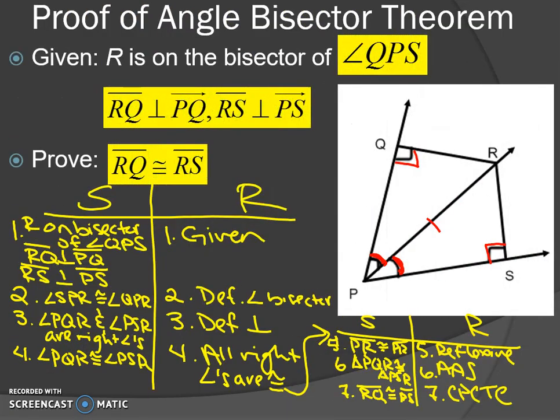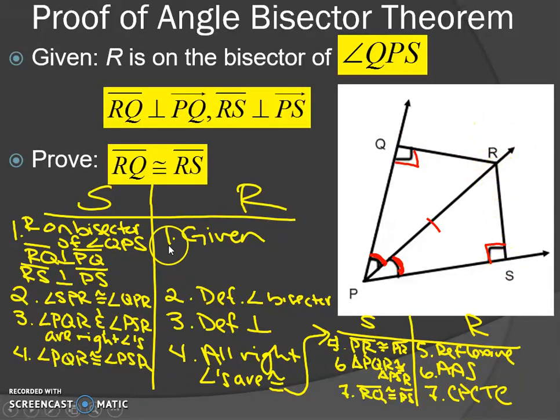So we're going to, your favorite, proof, right? Just kidding. We're going to use that angle bisector theorem to prove, okay? So given is R is on the bisector of angle QPS. So this R is on the bisector, this is the bisector right here, PR, of angle QPS. So we're going to prove that RQ, right here, is congruent to RS.